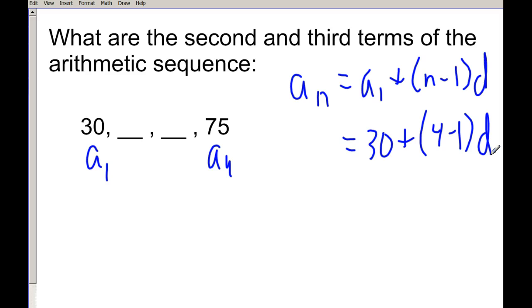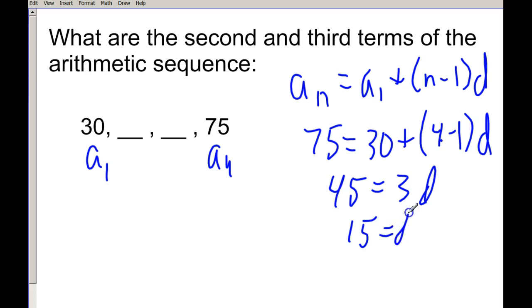When n is 4, right here, a sub n is actually 75. This is the fourth term, it is 75. So we're not guessing at that. So we're going to solve this. Subtract 30 from both sides. You get 45 equals 3 times d. Go ahead and divide by 3. You get 15 equals d.